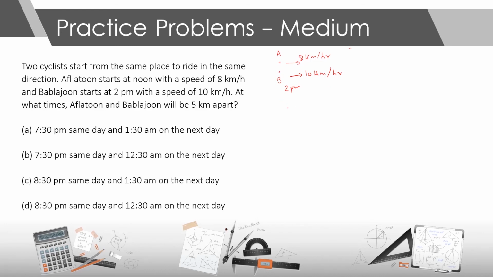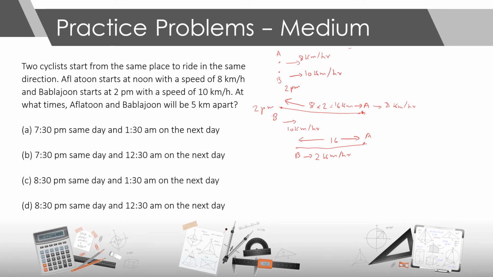If you look at this situation, A started 2 hours earlier than B. So let's say at 2 p.m. when B is starting, 2 hours have already passed. So in these 2 hours, A is already 16 kilometers ahead of B. So the distance between A and B is 16 kilometers, and B is moving at 10 kilometers per hour, whereas A is moving at 8 kilometers per hour. Here also, if we look at this situation from the point of view of A, B is coming towards A at a speed of 10 minus 8, 2 kilometers per hour, and the distance between them is 16 kilometers.